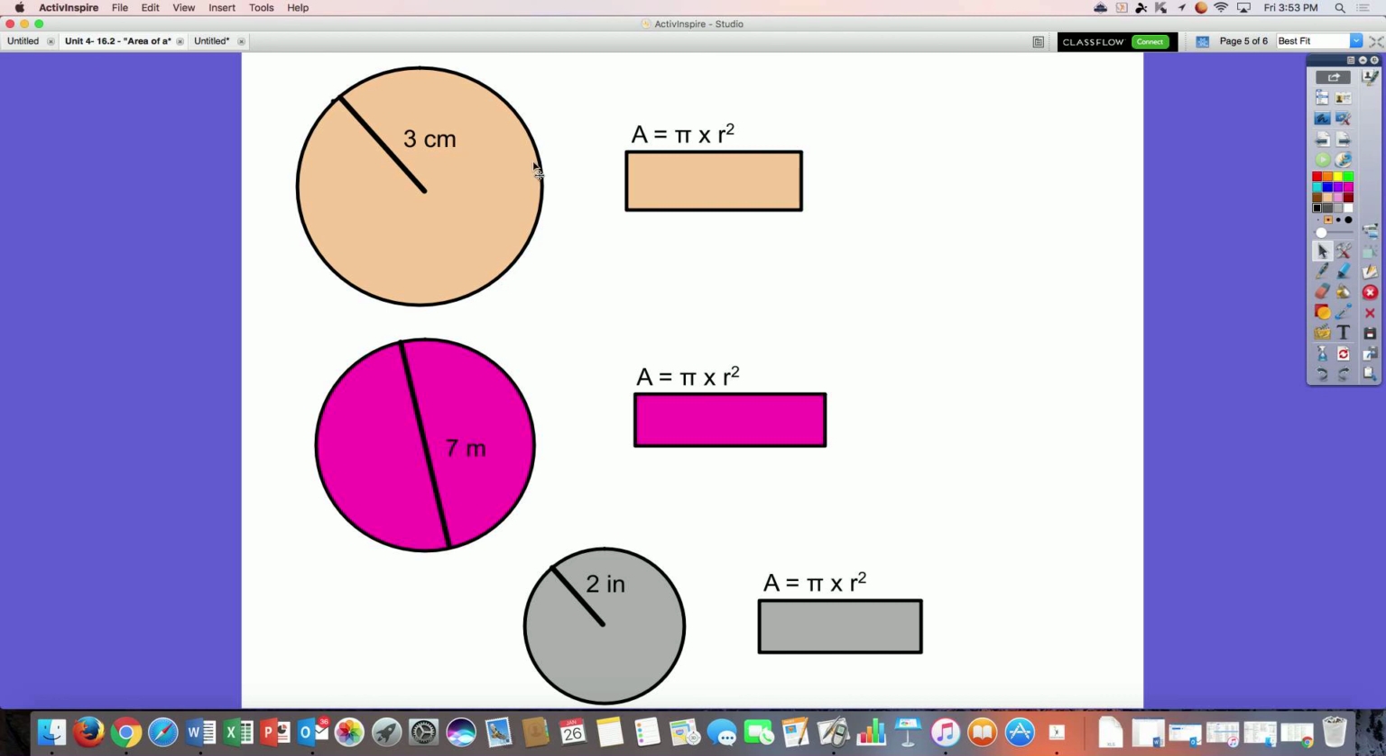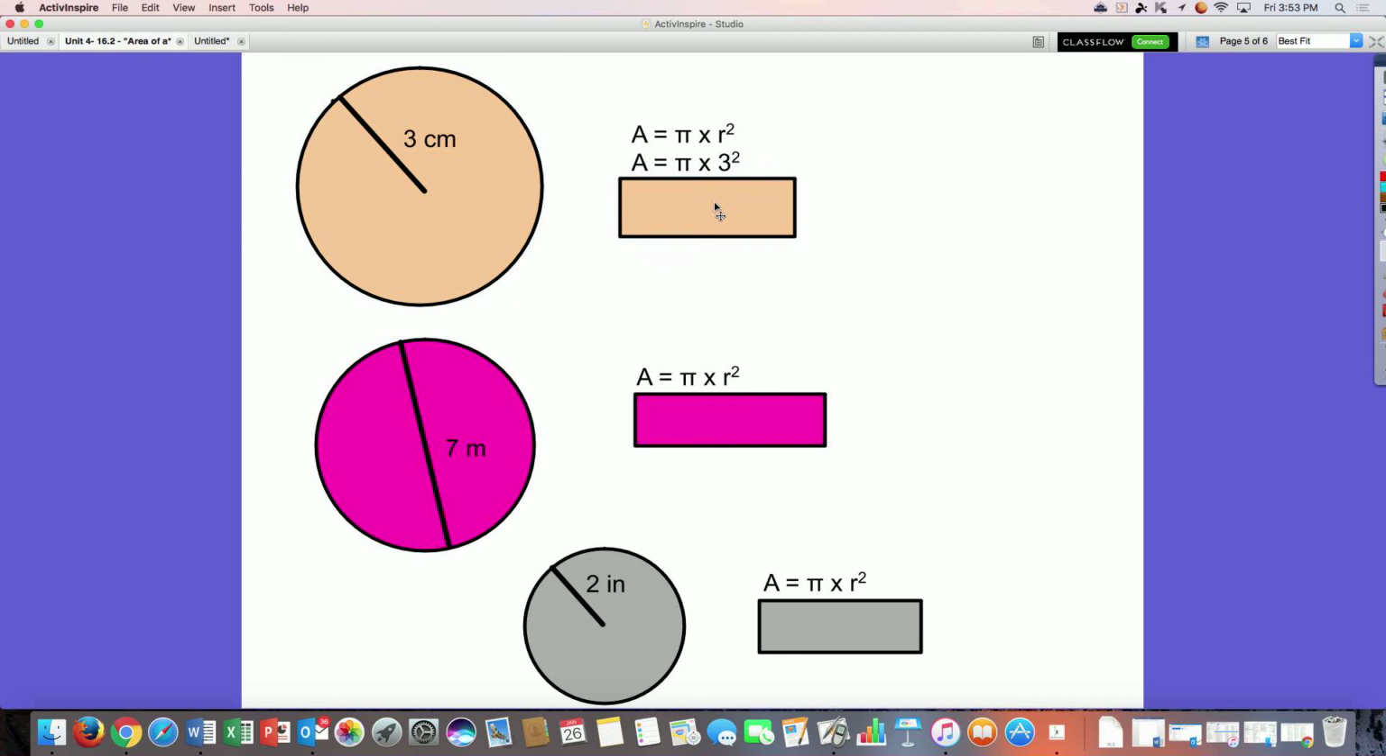We're rocking and rolling. Area equals pi r squared. I know you wrote down the formula. Area equals pi times 3 squared. 3 squared is 9, so 9 times 3.14, you get 28.26 centimeters squared. If you haven't done this one, press pause.